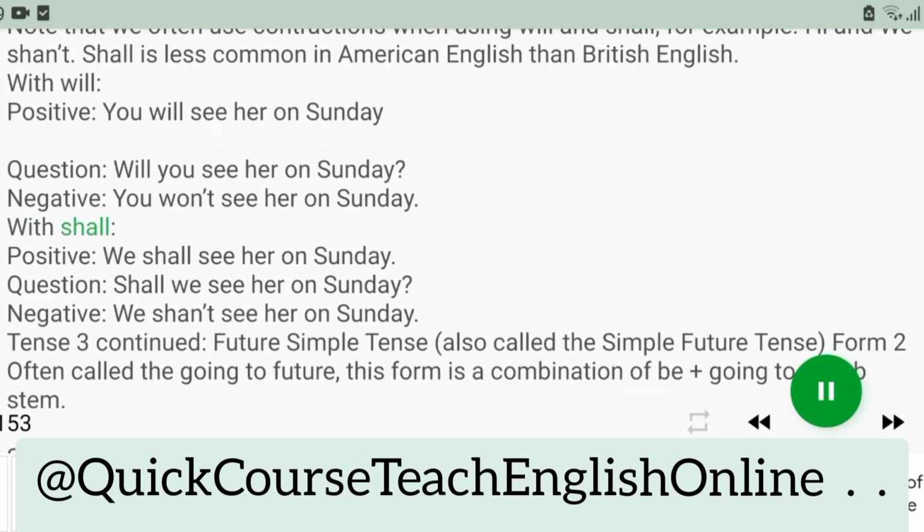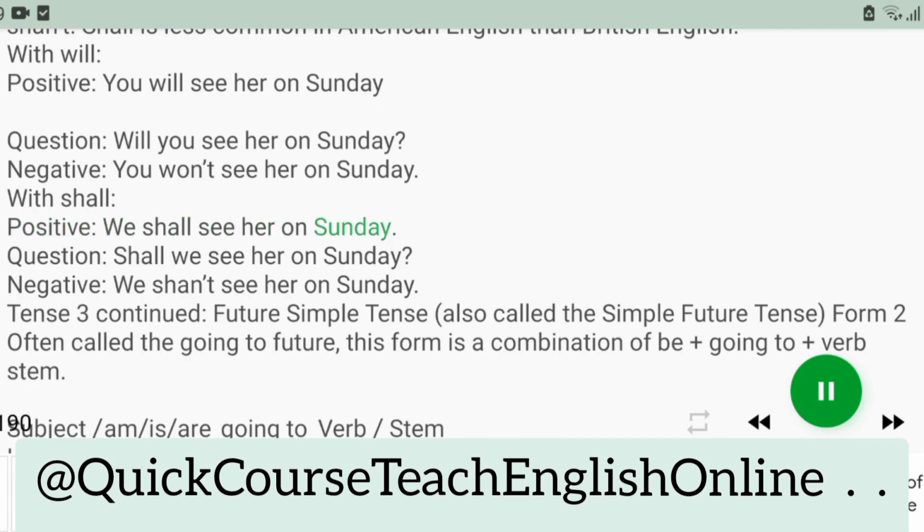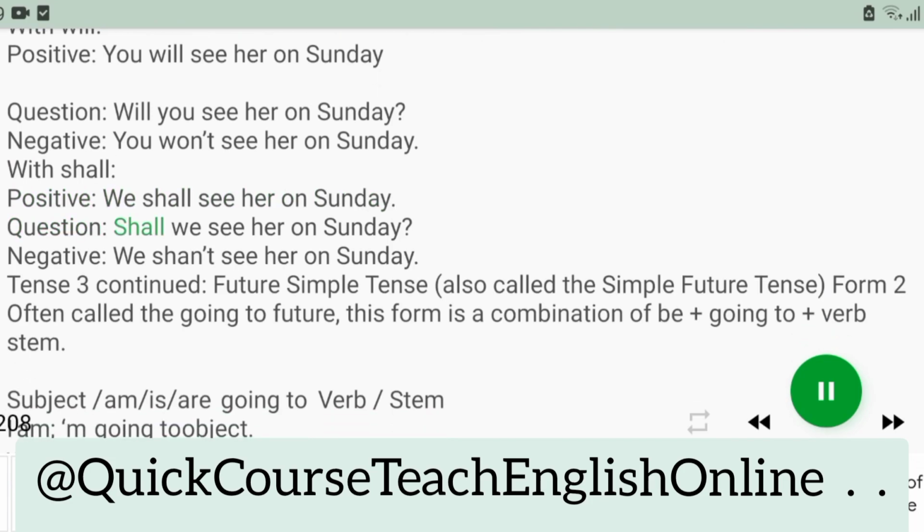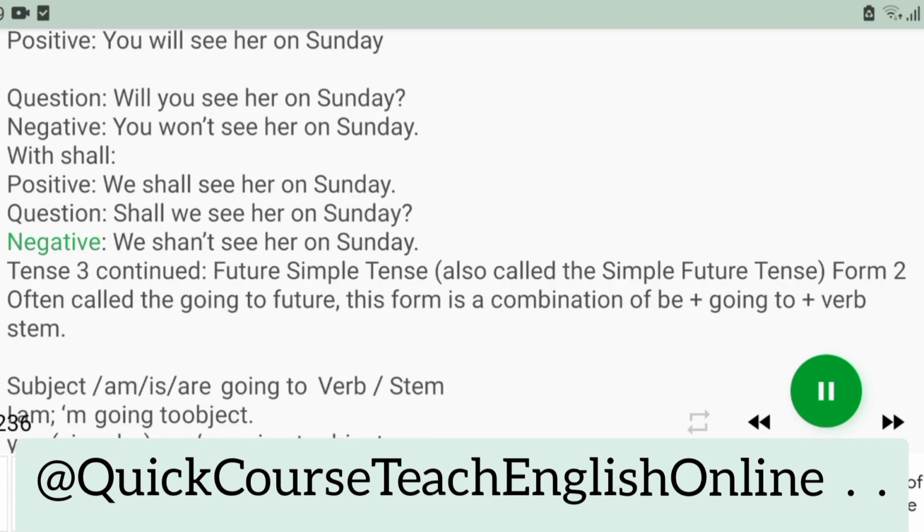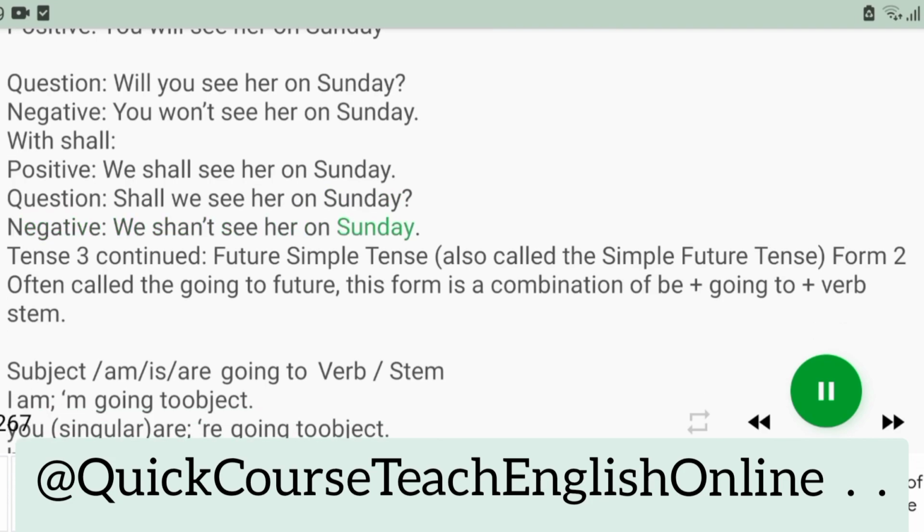With shall. Positive. We shall see her on Sunday. Question. Shall we see her on Sunday? Negative. We shan't see her on Sunday.